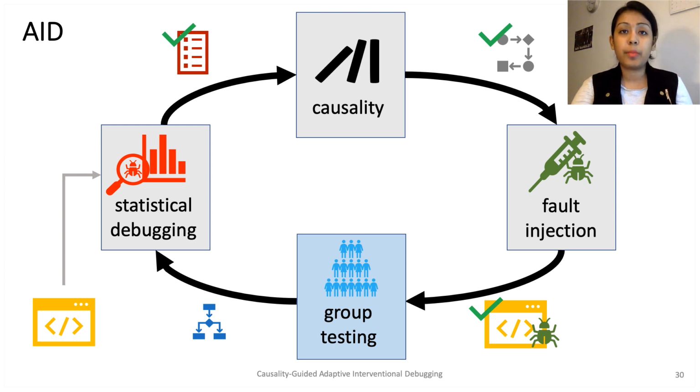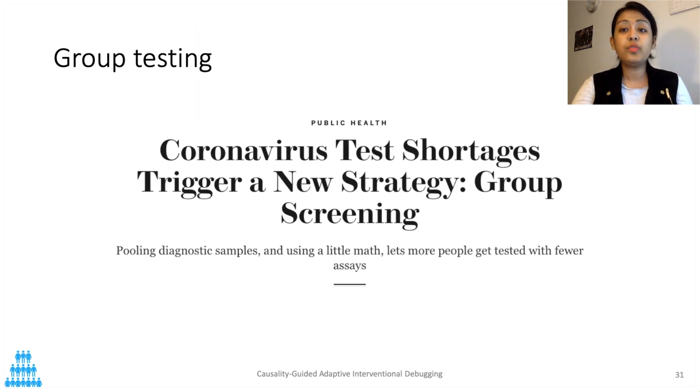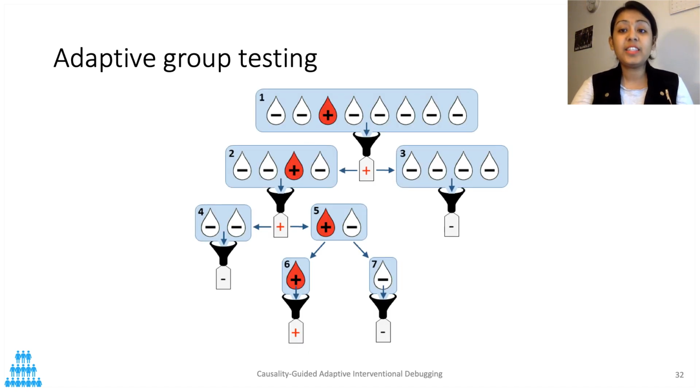To reduce the number of interventions, 8 uses group testing. So what do you do when there are not enough test kits for, say, COVID testing? Well, when testing each individual is not feasible, group testing is an alternative and cheaper option. In group testing, instead of testing each individual, we test groups. For example, we can mix blood samples of a group of people and then test the mixture.